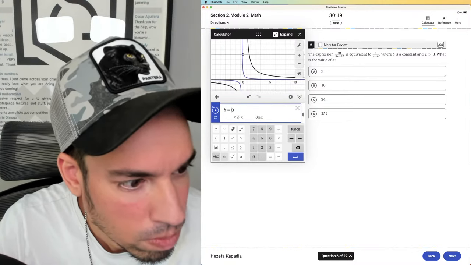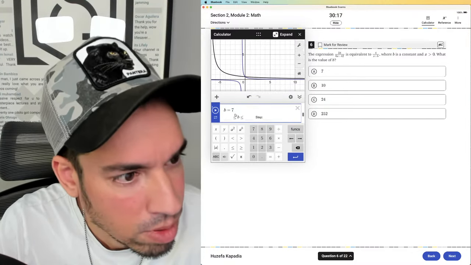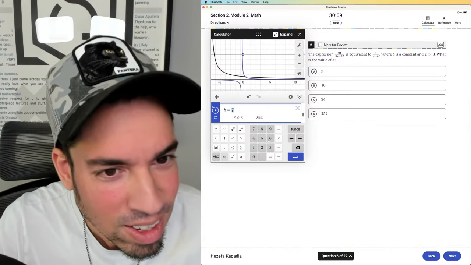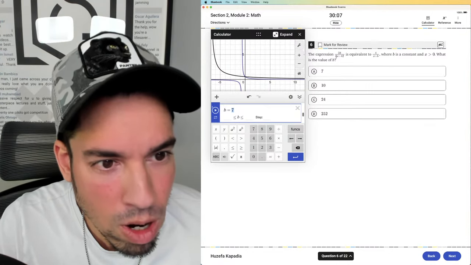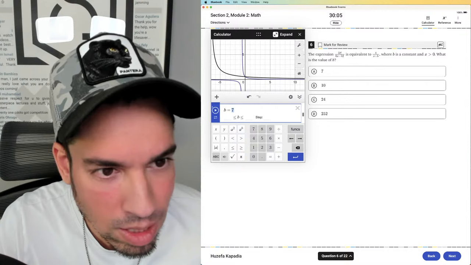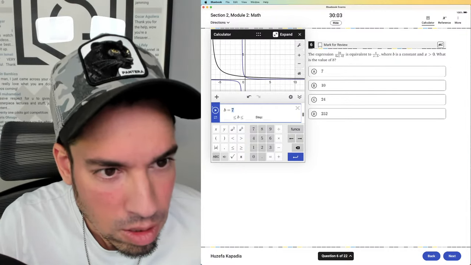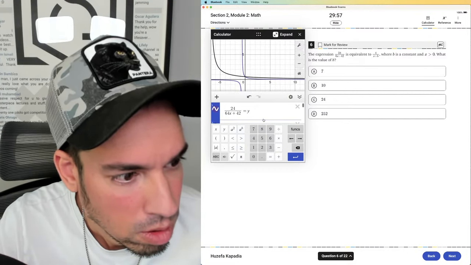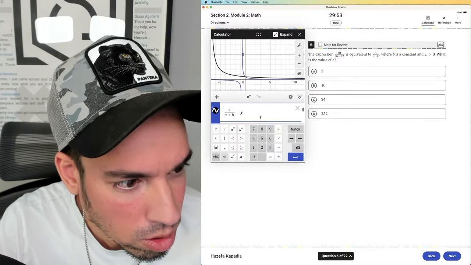So 0, 7. The answer's 7, though. Because if you factor out a 6 out of each of these, it's 4 over x plus 7. Why is 7 not working? Hold on. Sorry, guys. This is a little bit of a fail because it just should work.